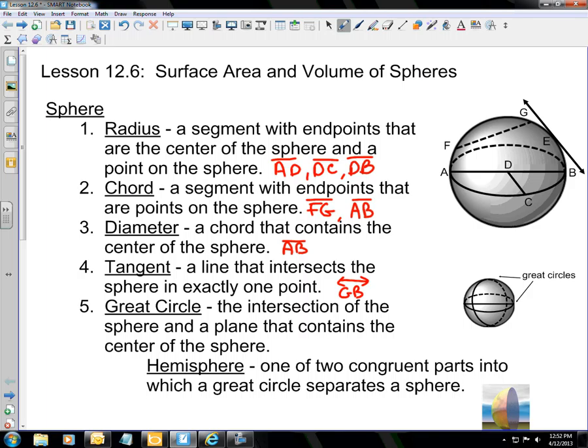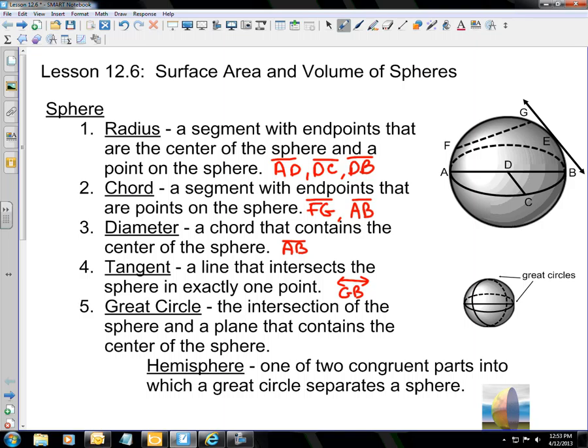Yeah, I could. When you name a line, you just have to pick 2 points that lie on the line. It doesn't matter which 2 points they are. So I could call it line GE or BE or GB. What is E in regard to the line? It's the point of tangency. Okay? E is the point of tangency.